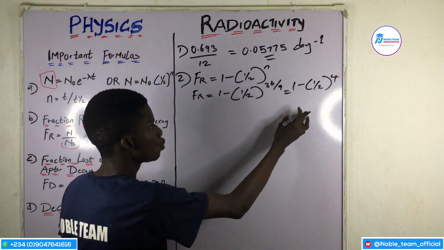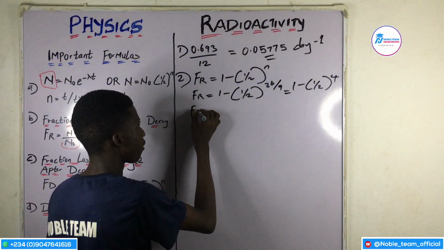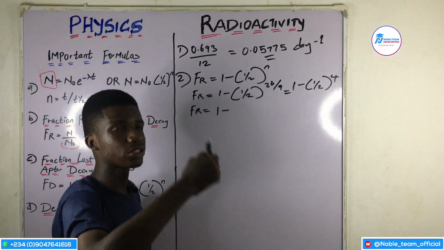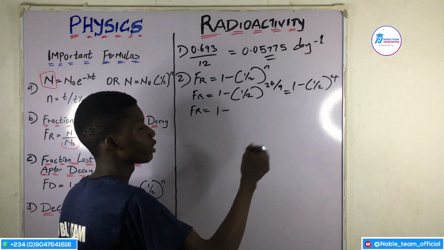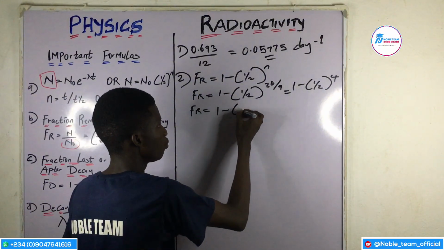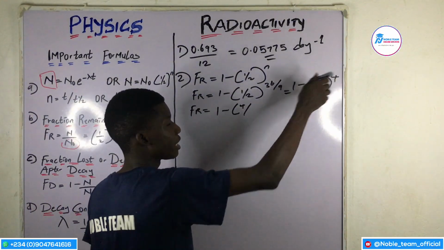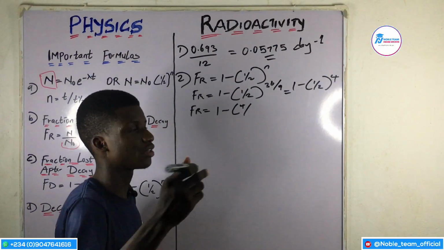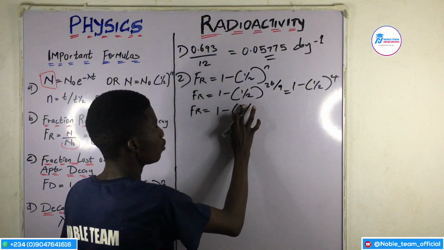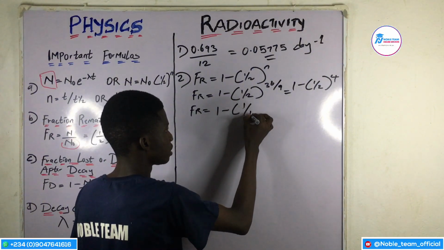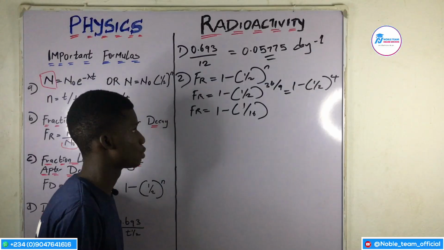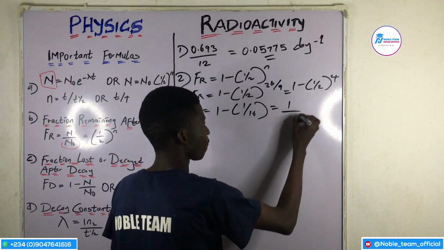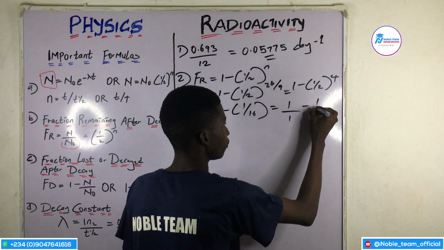For us to now open this, FR is equal to 1 minus 1 raised to power 4 over 2 raised to power 4. 1 raised to power 4 is like saying 1 times 1 times 1 times 1, which is 1. And 2 raised to power 4 is 2 times 2 times 2 times 2; 2 times 2 is 4, 4 times 2 is 8, and 8 times 2 is 16. Now, what is the next step to take? We are not done yet. It's like finding the LCM, which is 1 over 16.